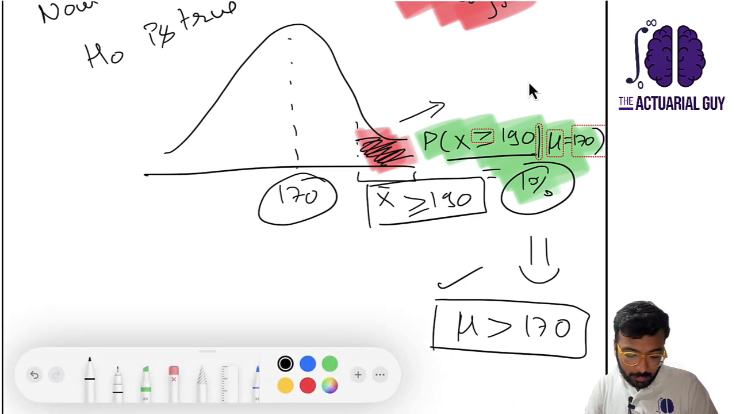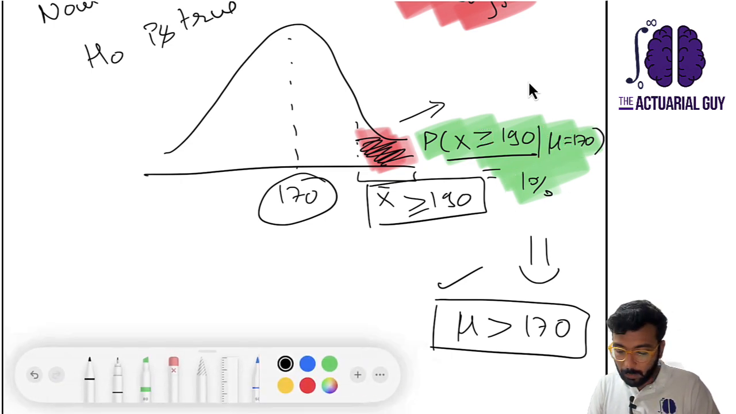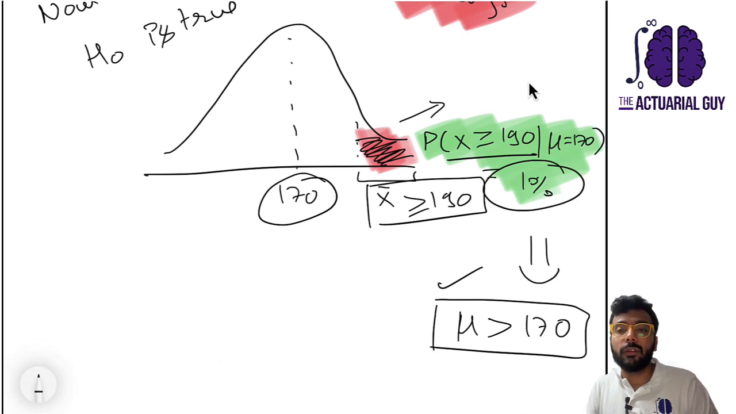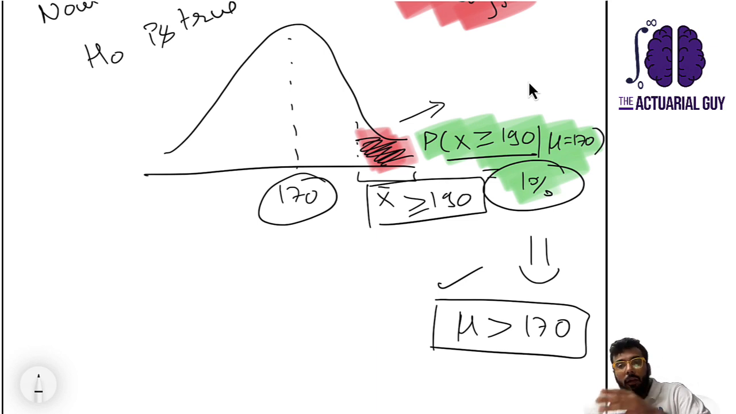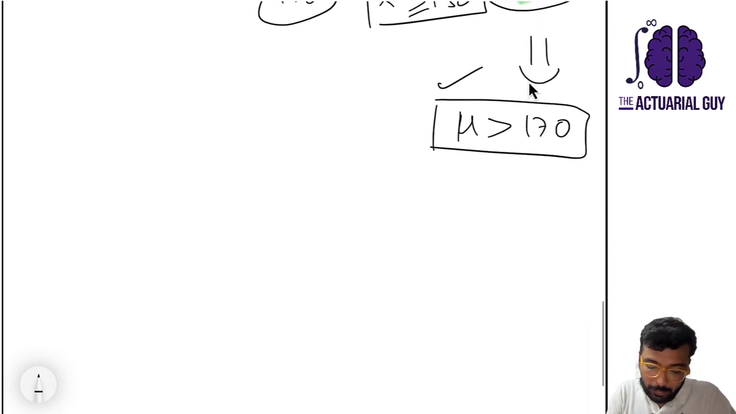What should this threshold be? That is a question, right? Should it be 1% or should it be 5% or should it be 10%? What is that probability that you consider low enough to reject the null hypothesis? Okay, so this is where the idea of p-value comes in. So now let's talk about p-value.